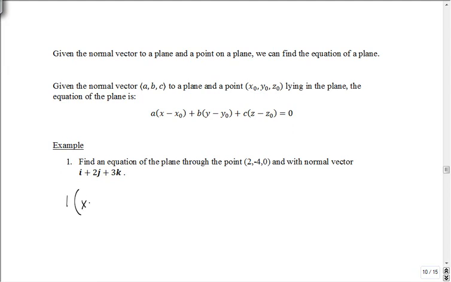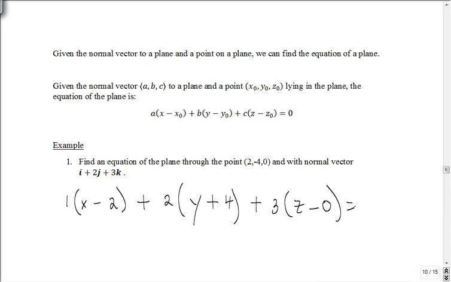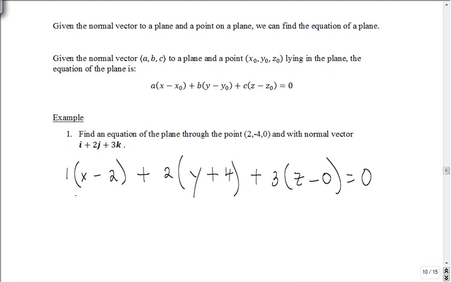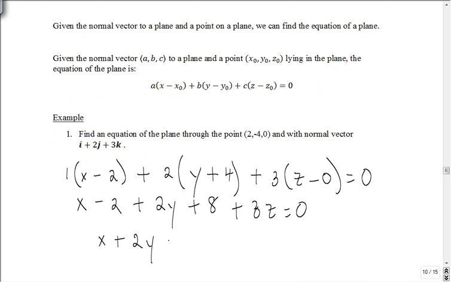1 times (x minus 2) plus 2 times (y minus minus 4), so that's plus 4, plus 3 times (z minus 0) equals 0. Distribute, and then you get x minus 2 plus 2y plus 8 plus 3z is 0. And so x plus 2y plus 3z equals minus 6. That's the equation of the plane.